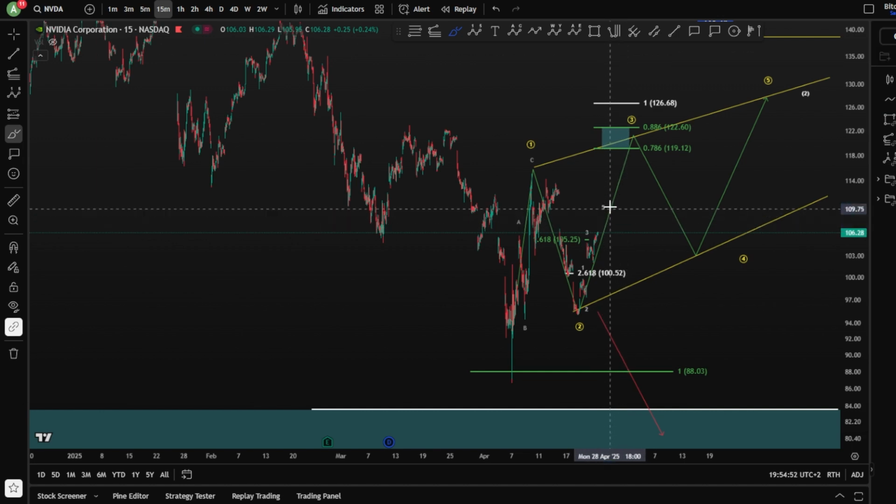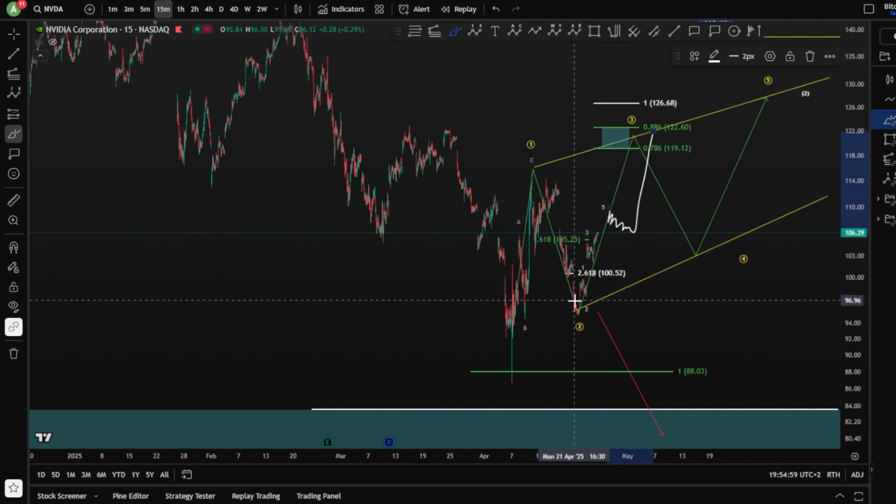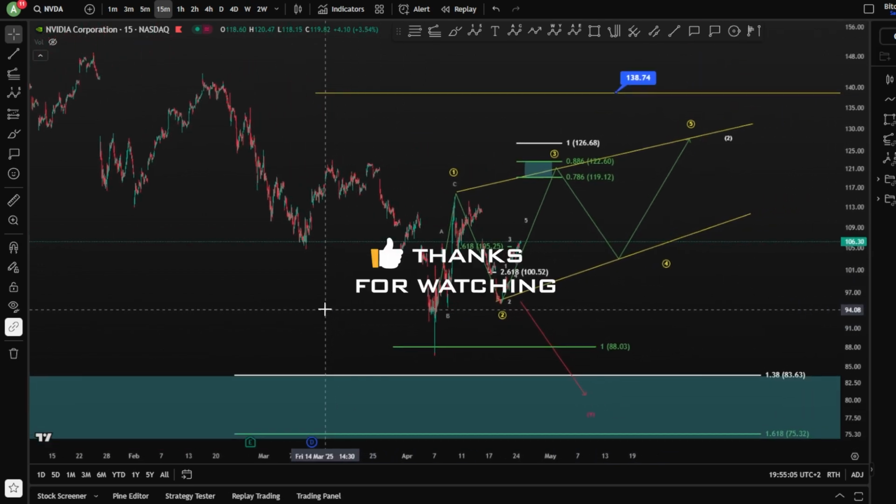You would like to see, of course, a correction after it, and then continuation again toward the upside impulsively to finish a zigzag A, B, and a C for a wave 3 in the leading diagonal. That was it for Nvidia.